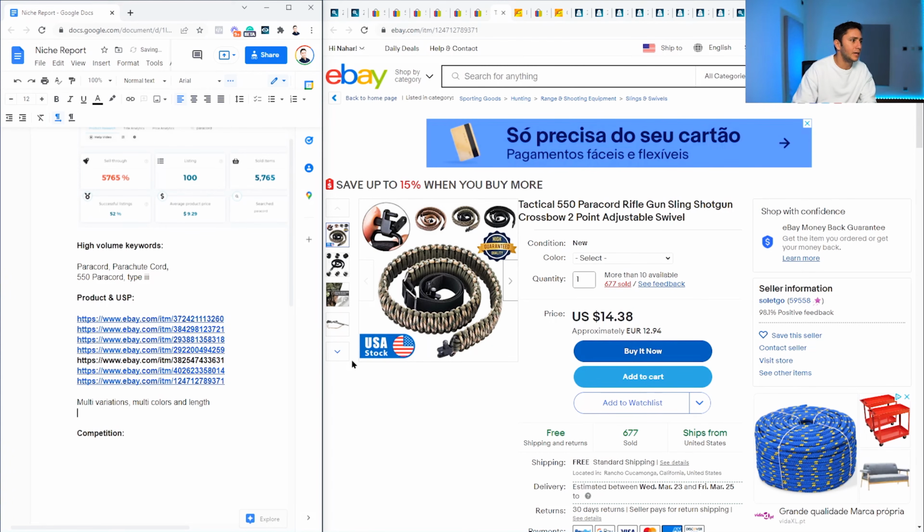And I would say another USP is branding. But this is not in the USPs of the existing thing. This is the USPs of the existing products. Multi-variation, multi-colors, and length. Perfect.